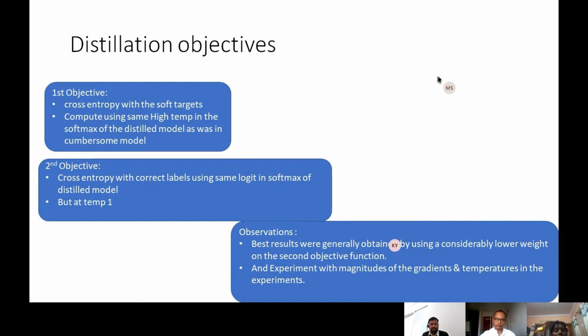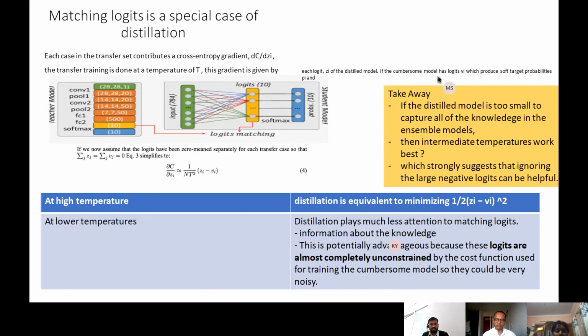The second one is to get the correct labels of the softmax, so that we don't miss out on the correct labels. So it has to be correct labels, and the temperature setting needs to be 1. But the observation of this paper tells us that the second objective could be given lower weight than the first objective. Well, let's see what the actual examples talk about.